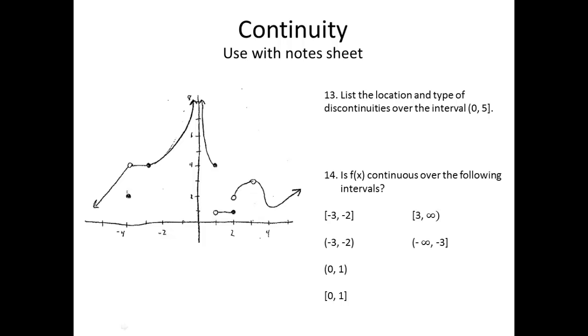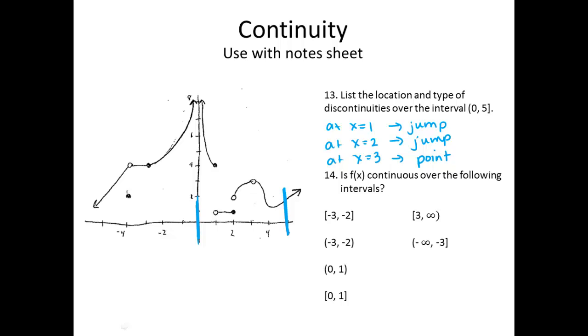All right, last look at this graph here. We're going to list the locations and the types of discontinuities over the interval from 0 to 5. So starting at 0 and ending at 5, we're looking at all the different discontinuities. I would say at x equals 1, we have a jump. At x equals 2, we have a jump. At x equals 3, we have a point discontinuity. So that is over the entire interval from 0 to 5.